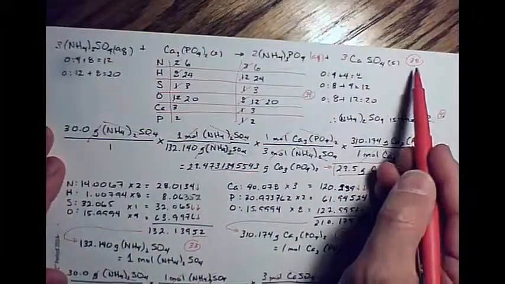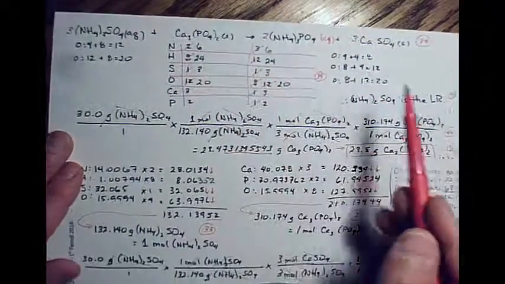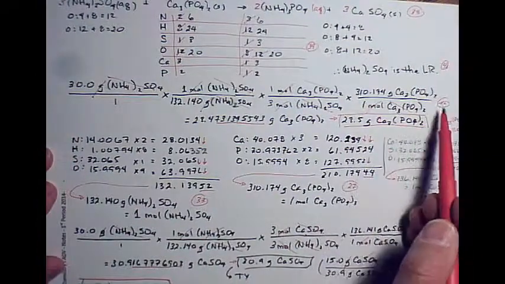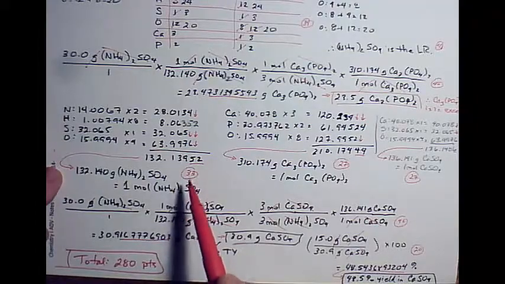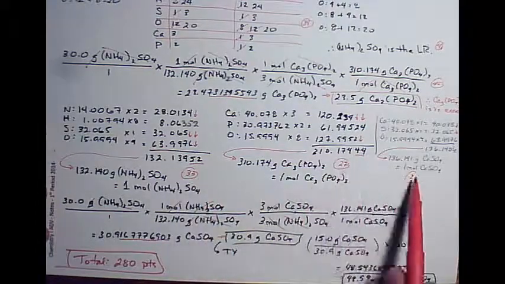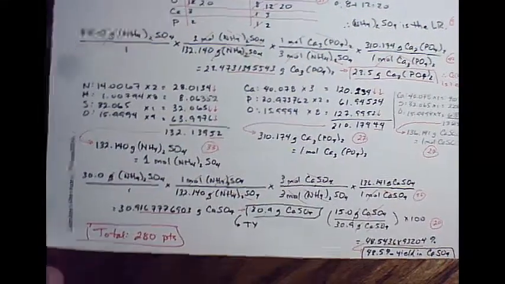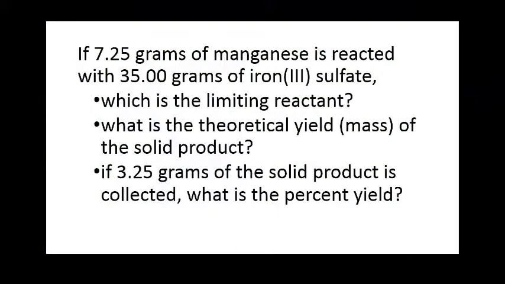Okay? So adding up all the points, 38 for the balanced equation, 39 for the atom inventory, 4 for identifying the limiting reactant. Each of the stoichiometry problems, mass stoichiometry is worth 46. The molar mass calculations, 33, 27, 27. Percent yield calculations, 20. Add it all up, I got 280 points total for this problem.